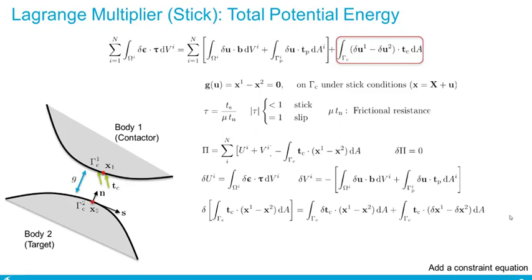This term, if we analyze further and plug in the expression that small x equals capital X plus u, where capital X is the initial coordinate, which doesn't vary, then we get this expression. So basically the variation performed on small x is equivalent to performing variation on the displacement. So this is exactly this expression.